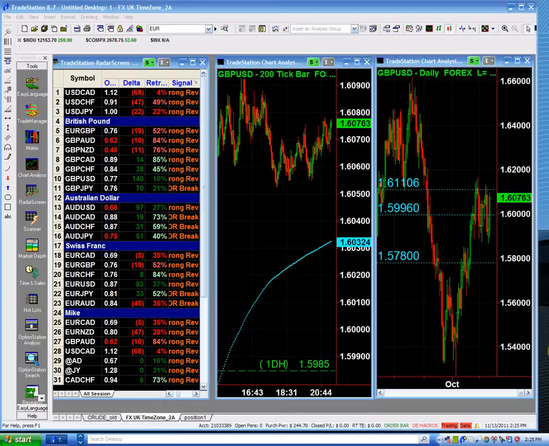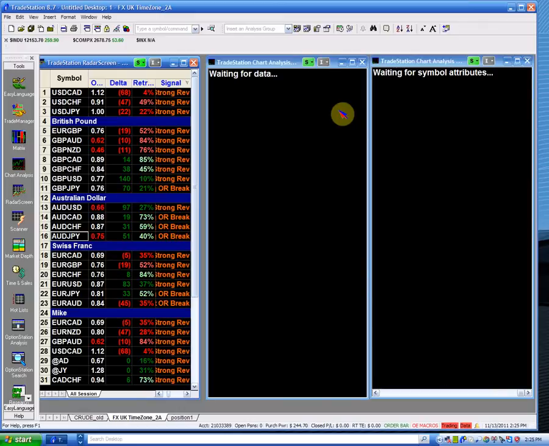This is basically the Aussie yen, because that is the one we have, the one that is the weakest. So we're going to look at the Aussie yen and then we're going to look at the Aussie Swiss.